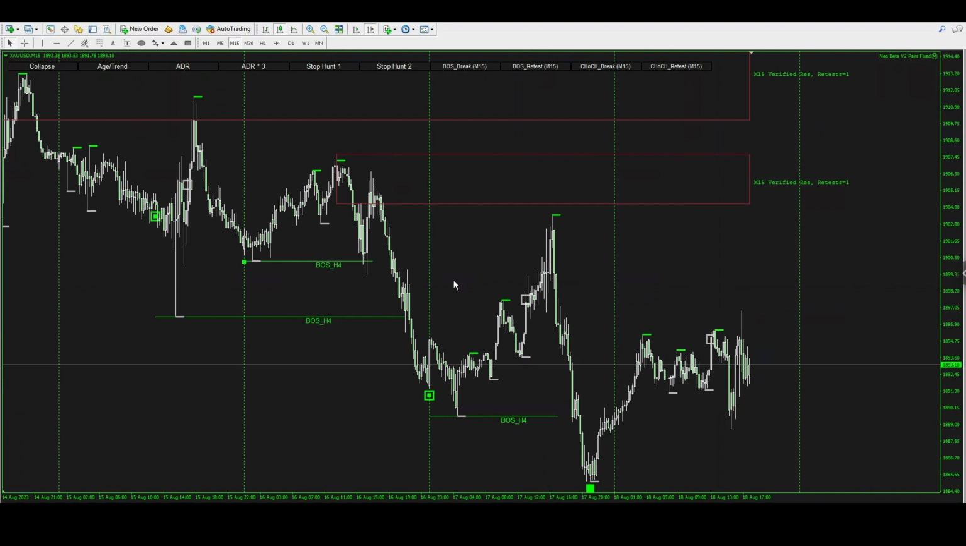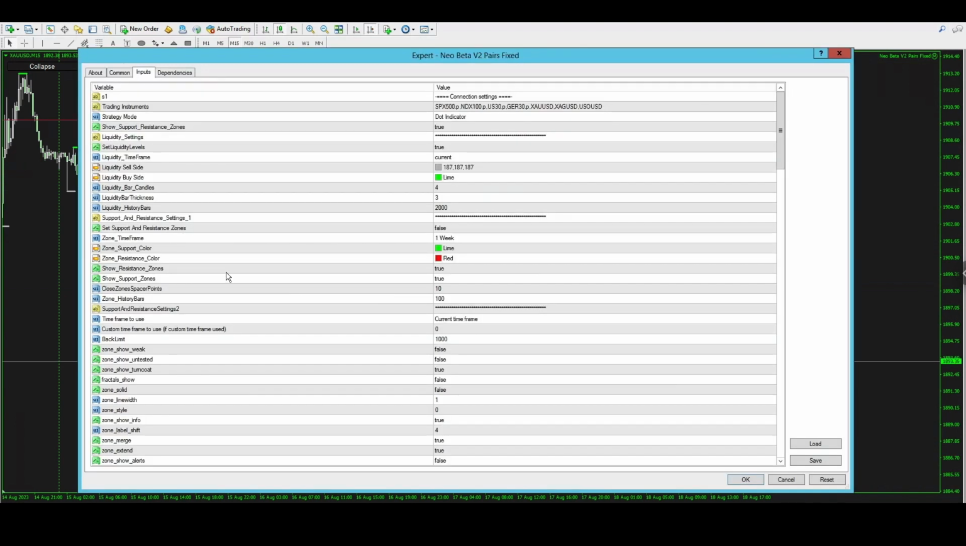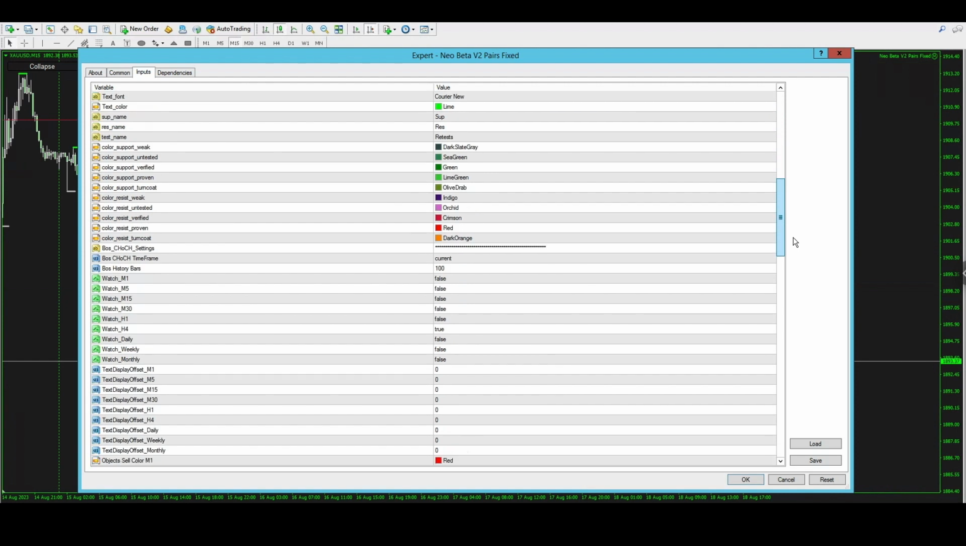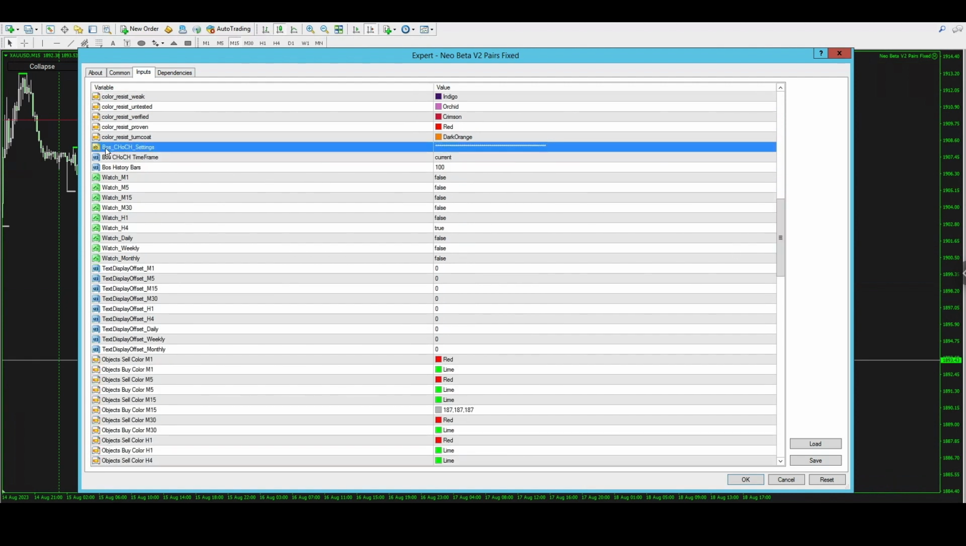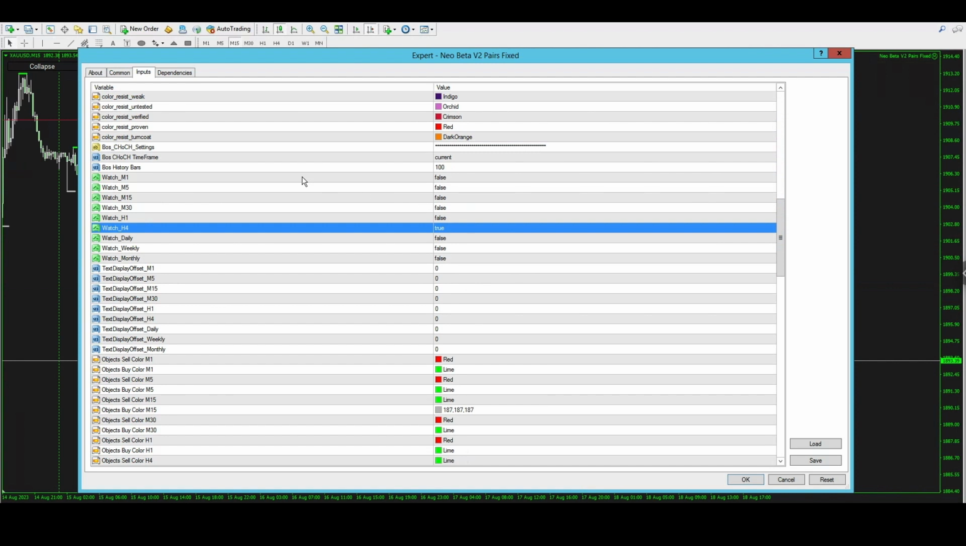So for you to get to the settings on NEO and see the new update, all you have to do is go to experts, properties, and then when you're in the properties, this is how the NEO settings look in the back end, and the update has all been added here. So under break of structure, change of character settings, you can see there's a whole bunch of new settings added here. So you always want to keep this section here on current, and all you want to do is enable whichever time frames you want to see a multi-time frame break of structure on.